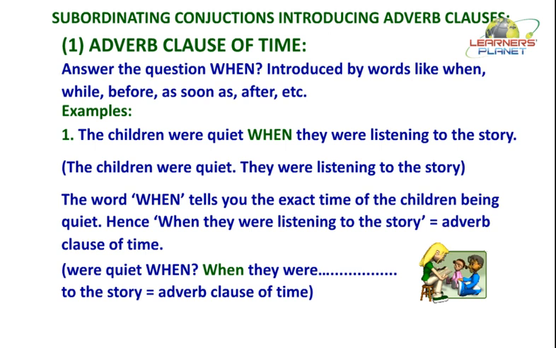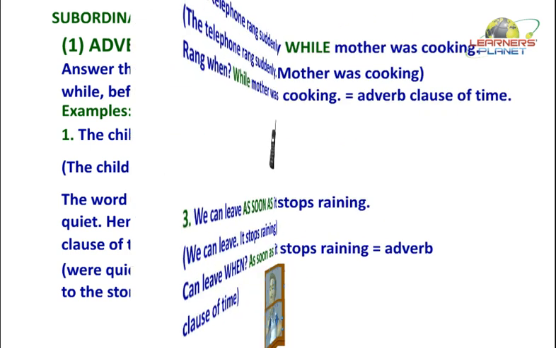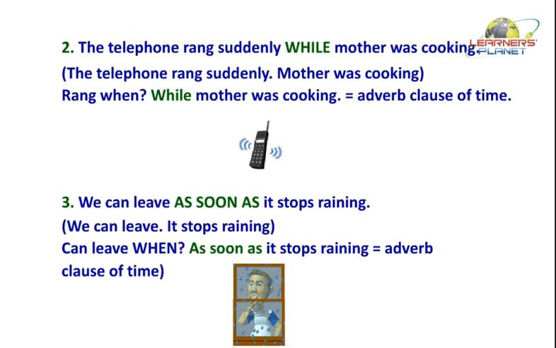The first in the list is known as the adverb clause of time. These conjunctions tell us about the time of the action done. They answer the question when. You will always see a time frame in such sentences. Let us see some examples to understand this clause better. Let us look at some more examples.